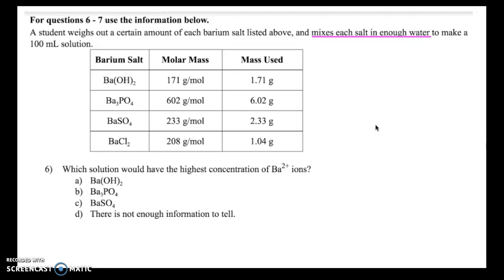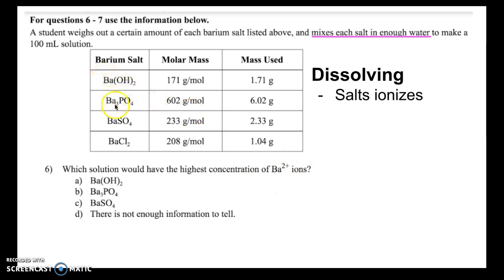So the reason why I underline that is because you're kind of needing to visualize what's happening. If you close your eyes and visualize what's happening, you should envision someone mixing a salt in water. So what process is this? This is dissolution, which means we're dissolving something. So what happens when you dissolve a salt in water? Remember, salts ionize, and that means they're going to break apart into ions. And this is where the barium 2 plus ion comes from.